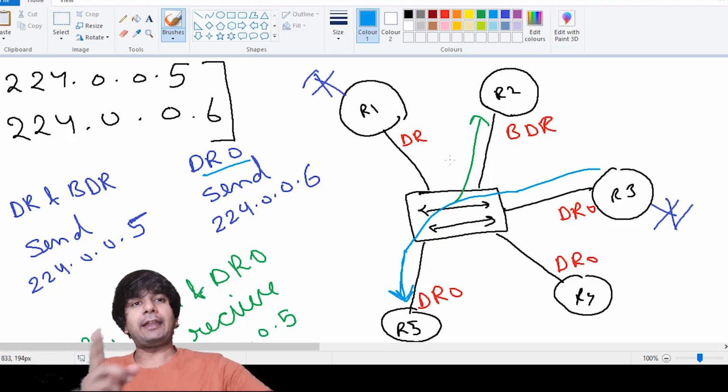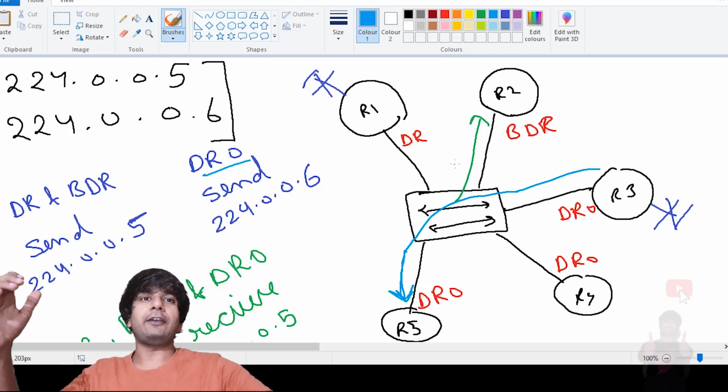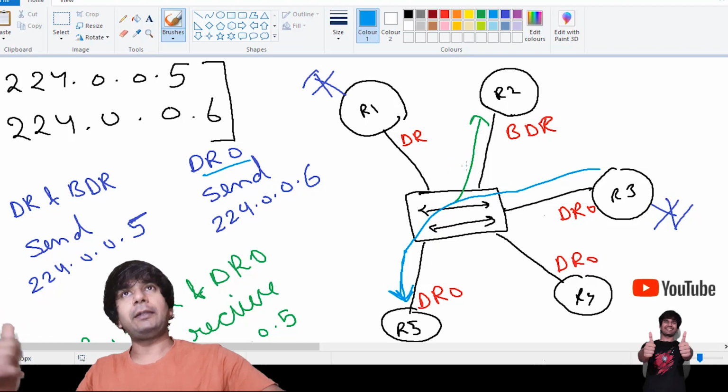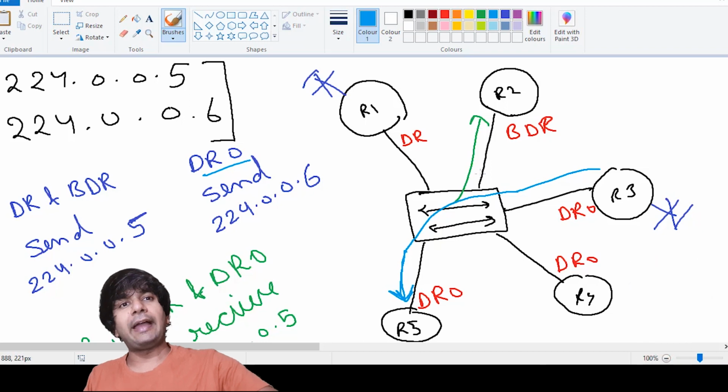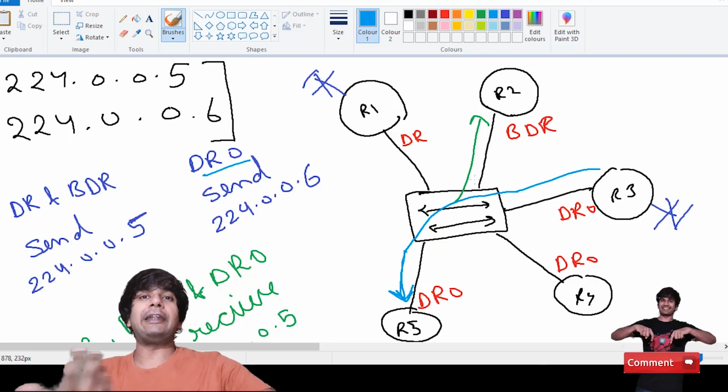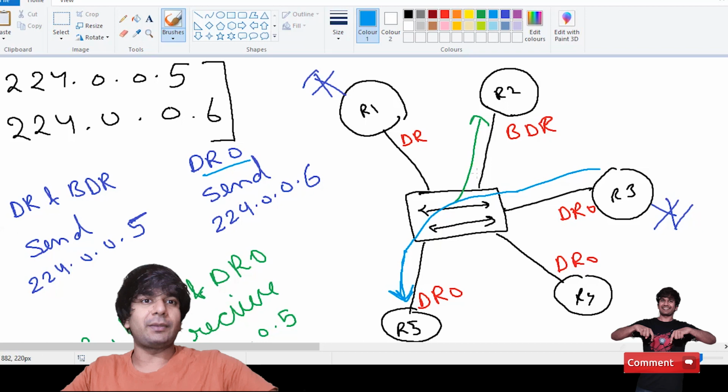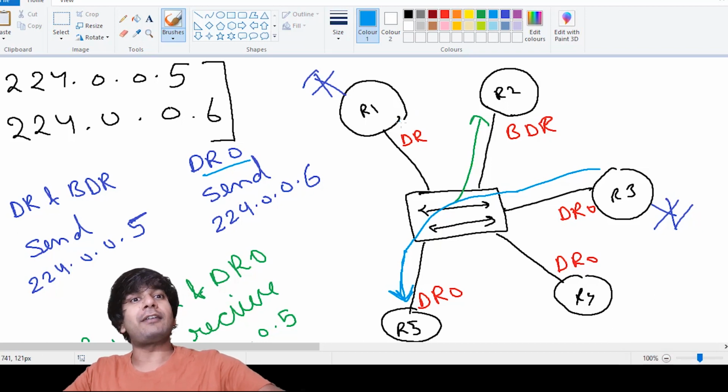Apart from the update packet, there is one packet which OSPF sends periodically, and that packet is the hello packet. Why does OSPF send the hello packet periodically? Because it needs to maintain the neighbor relationship, right? And every single router is going to send it.